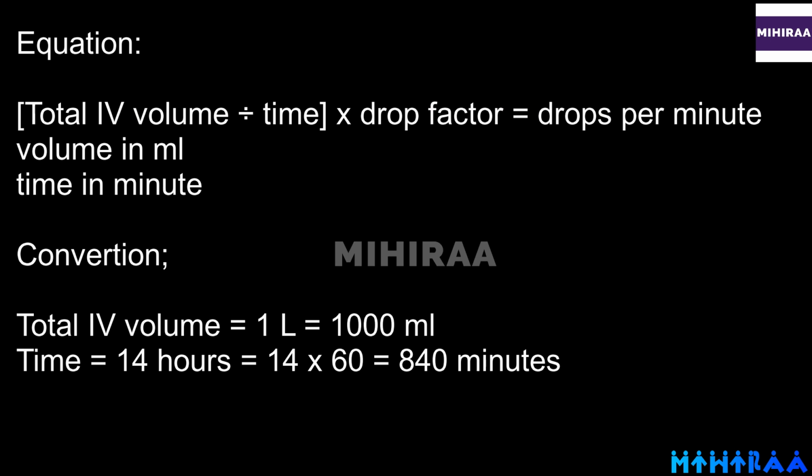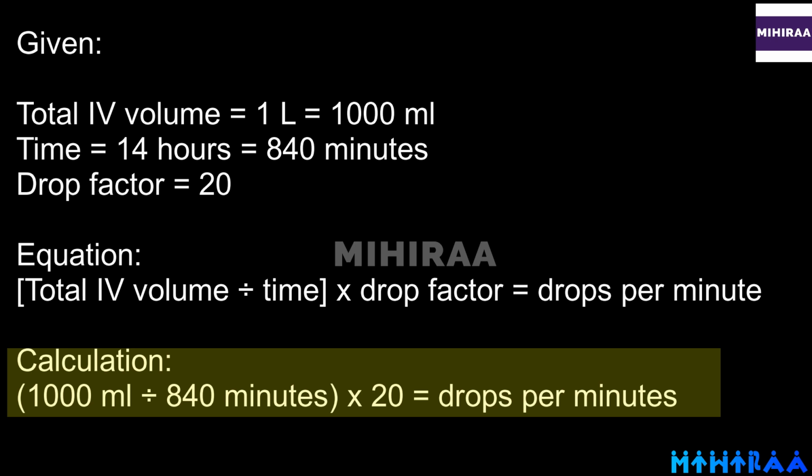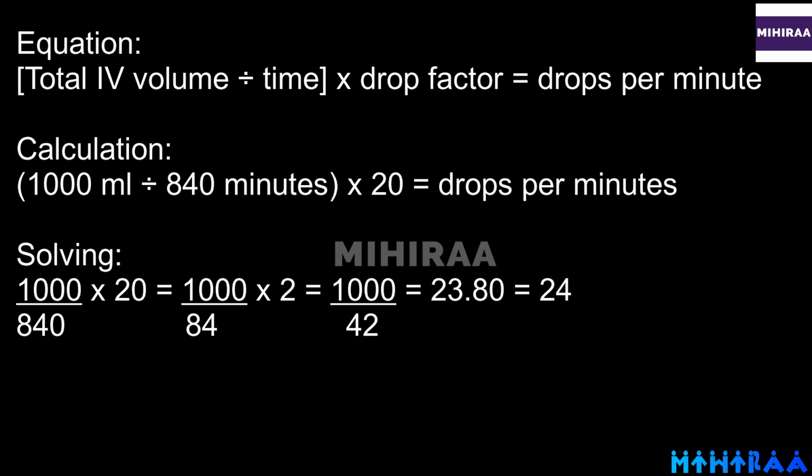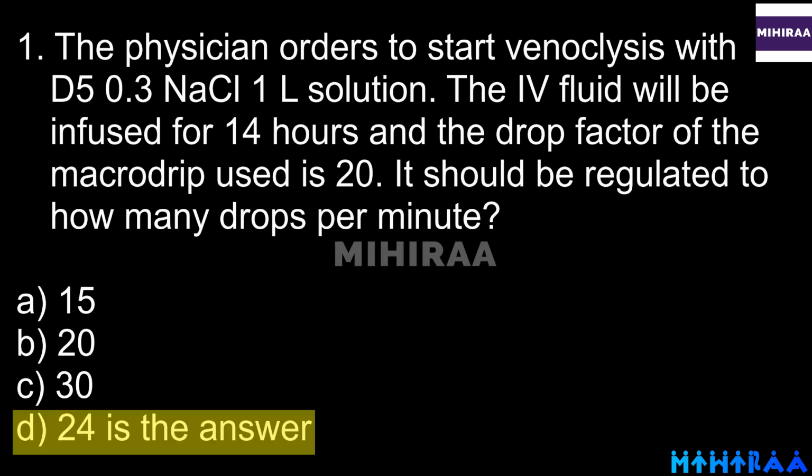Conversion: total IV volume equals 1 liter, equals 1000 milliliters. Time equals 14 hours, equals 14 times 60, equals 840 minutes. Substituting values to the equation: 1000 milliliters divided by 840 minutes times 20 equals drops per minute. On solving the equation we get 23.80, that rounds to 24. Hence the answer is D. 24.